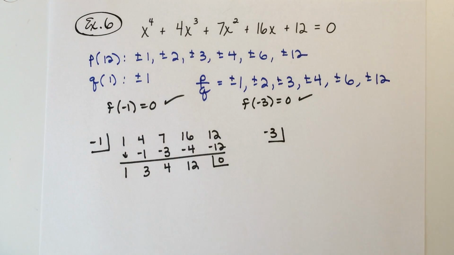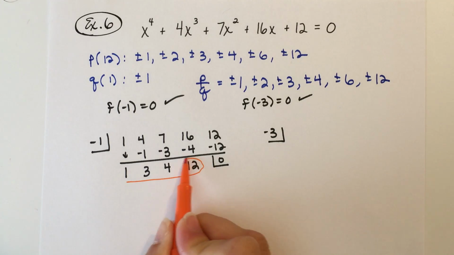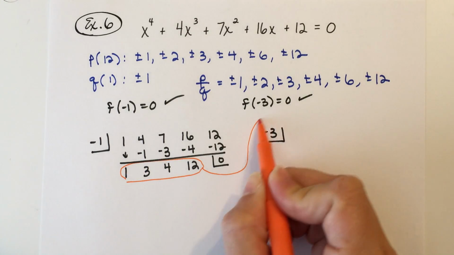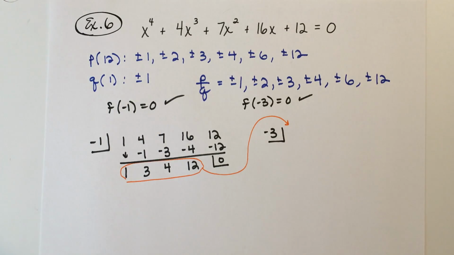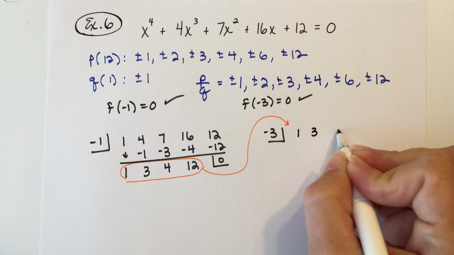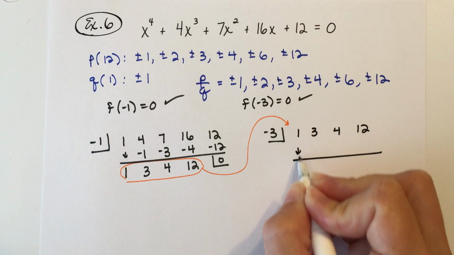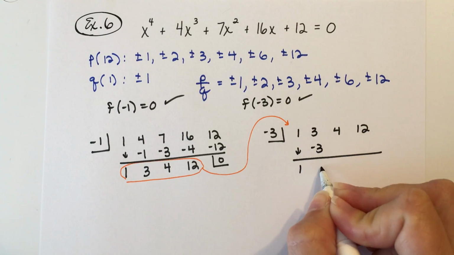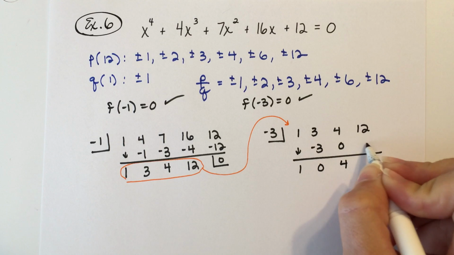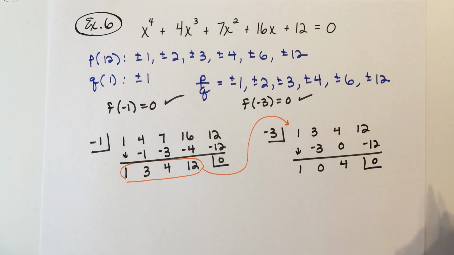Now, what you've got to remember to do, though, is you're not going to go back to the original numbers when you're doing synthetic division the second time. You're going to take these numbers across the bottom, and those are going to be the ones that you use across here. So transfer over your 1, 3, 4, and your 12. And see, there is the 0 that I had talked about getting.